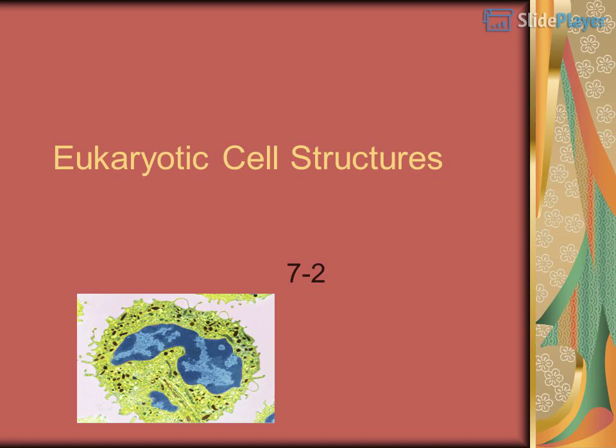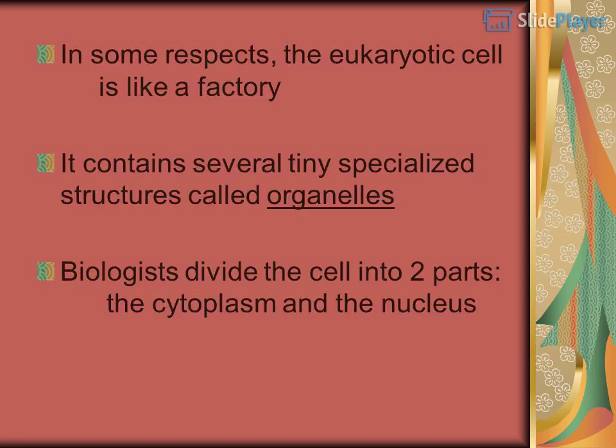Eukaryotic cell structures. 7-2. In some respects, the eukaryotic cell is like a factory. It contains several tiny specialized structures called organelles.